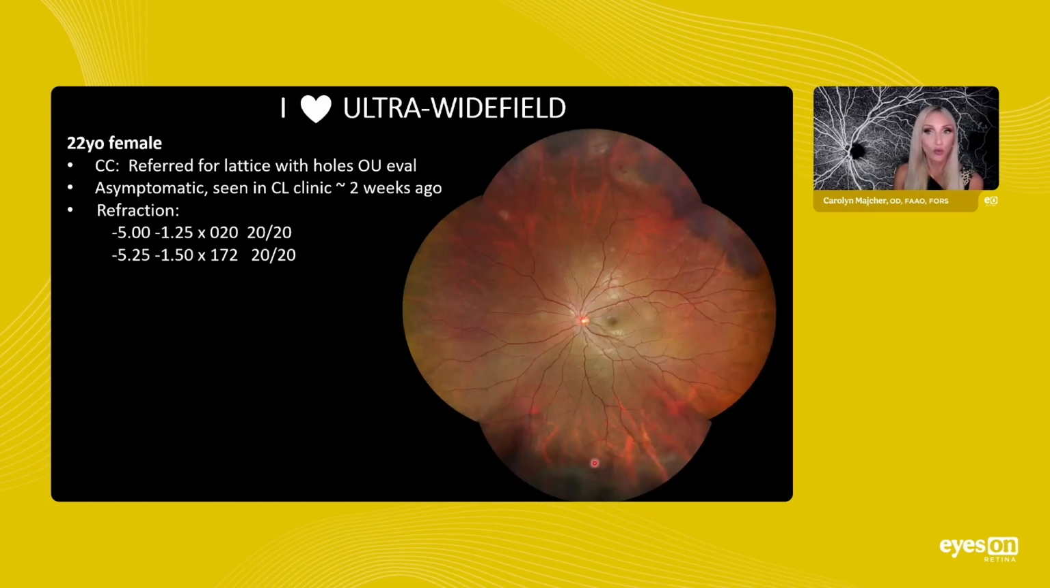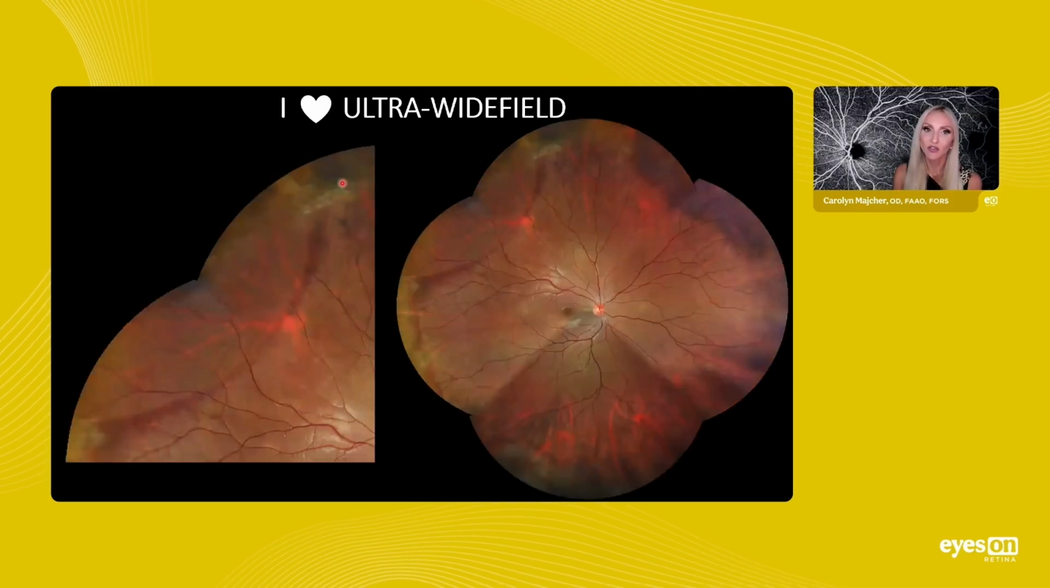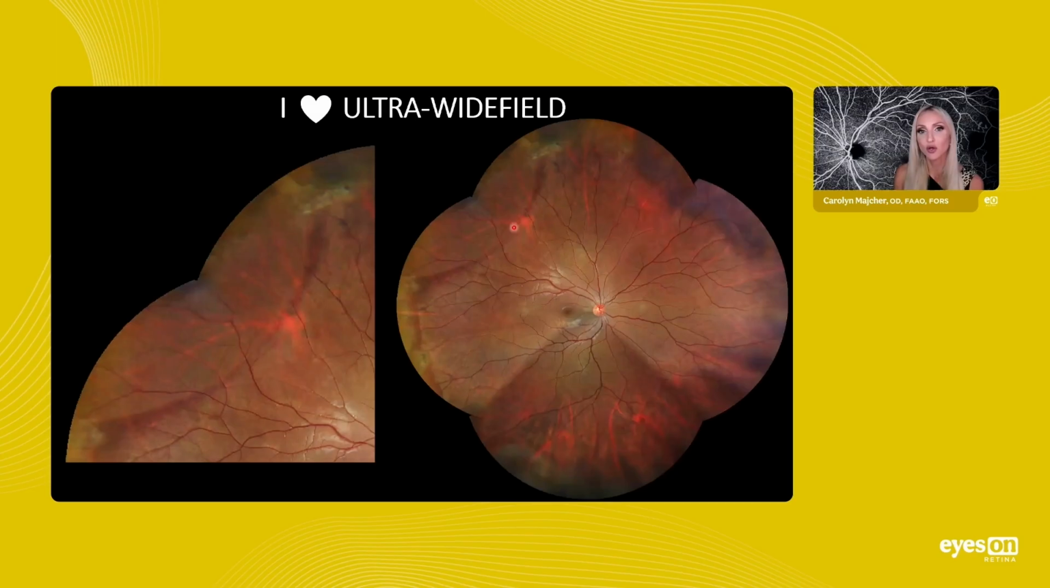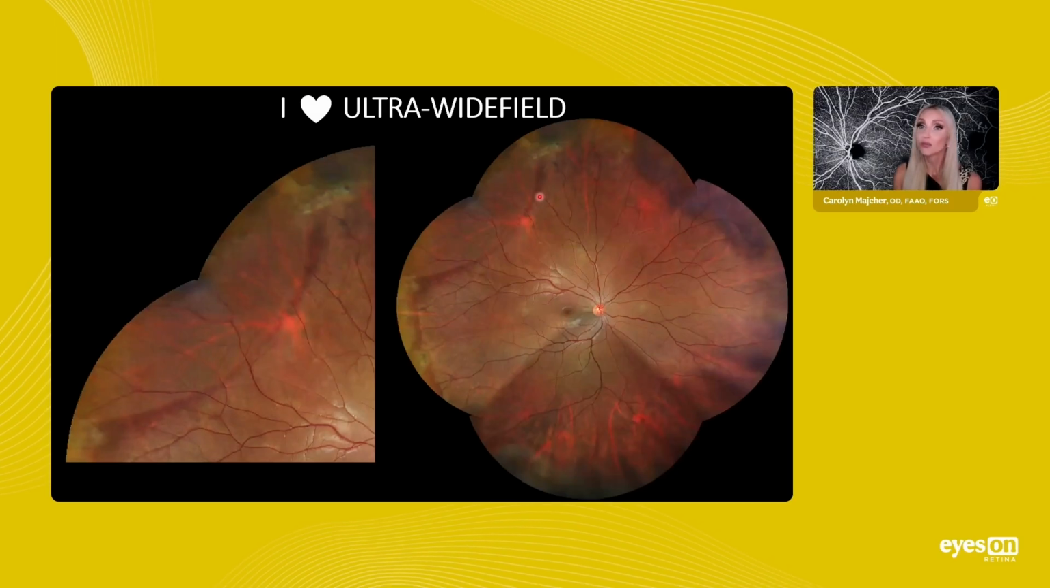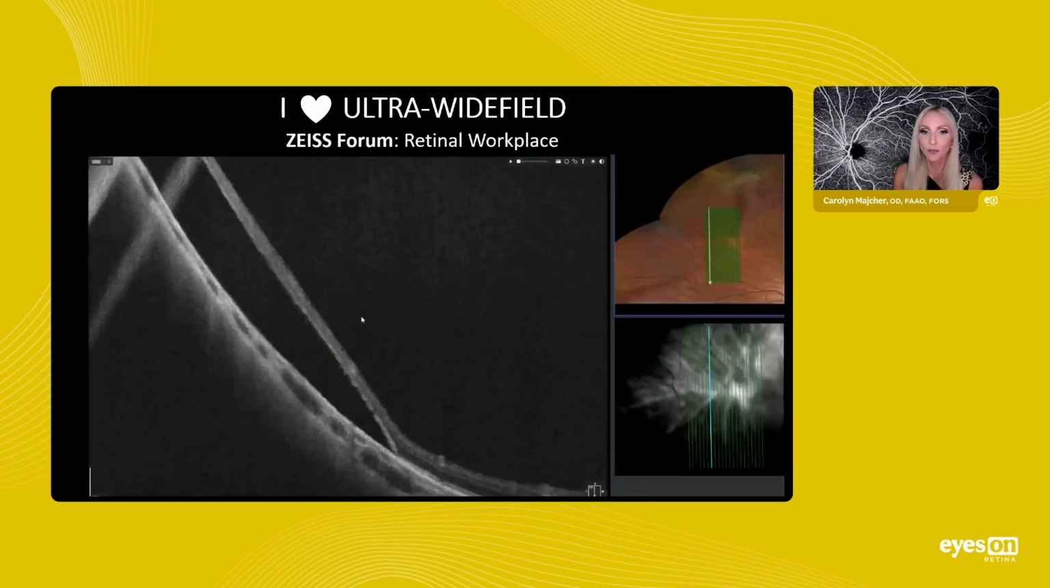We can see on the ultra-wide field Clarus fundus photography, she has extensive lattice with hole formation. But in the right eye, she had an area of lattice with an atrophic hole and then a bolus elevation of the retina beside it. And so the concern is, could this potentially be a rhegmatogenous retinal detachment that's starting to form?